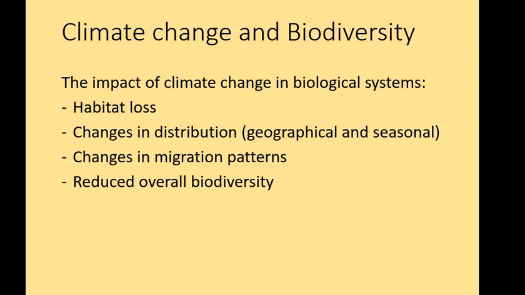So if you remember, biodiversity is about the variety of species present, but it can also mean the variety of habitats available or the genetic diversity that we have amongst species. All of these types of biodiversity are being reduced because these changes are putting species under threat, and it is reducing the numbers of a lot of species. So overall we're reducing biodiversity.